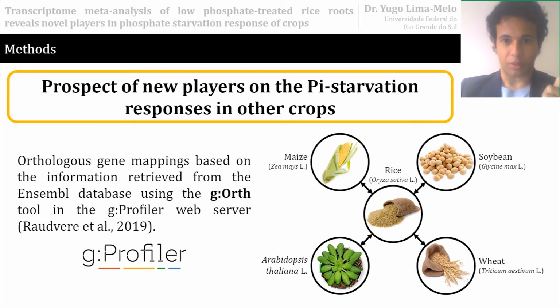But in our review, as you will see here, we also explored these genes in other crops. Those were genes in rice, but we wanted to prospect these genes, which are new players in the phosphate starvation response, in other crops. So we performed orthologous gene mappings based on information retrieved from the Ensembl database using g:Orth in the g:Profiler web server. These two really helped us to quickly and accurately find the corresponding orthologs in maize, soybean, and wheat. And we also included Arabidopsis thaliana because, as I said, it's the model plant.